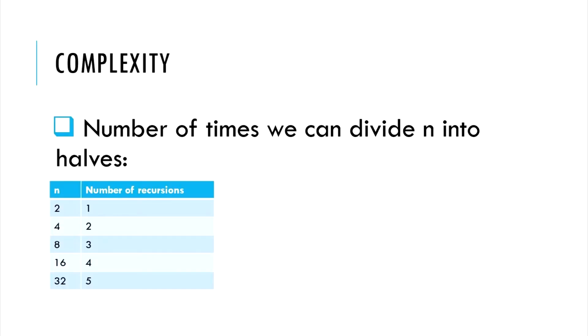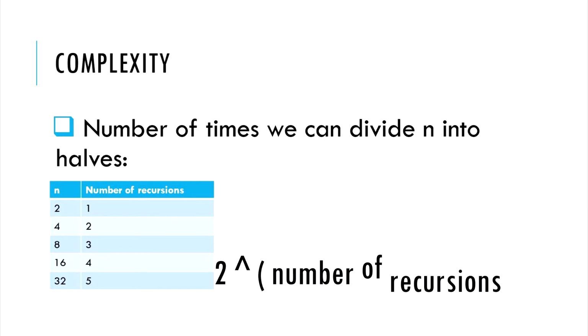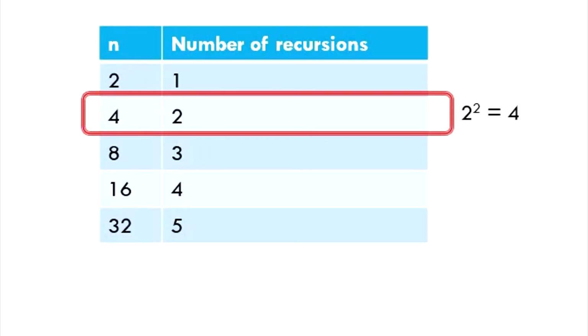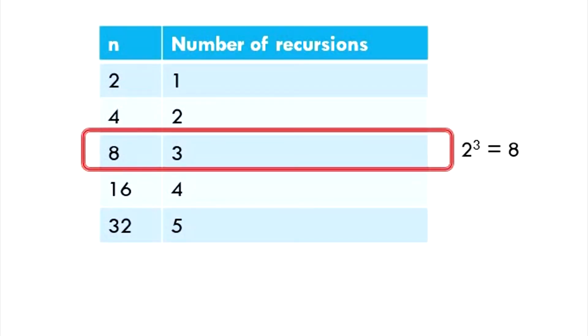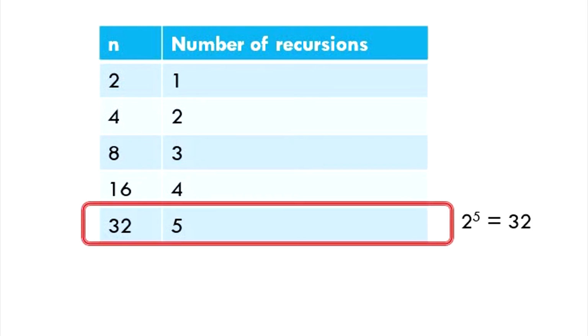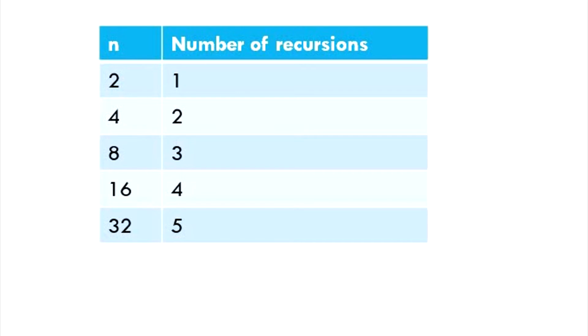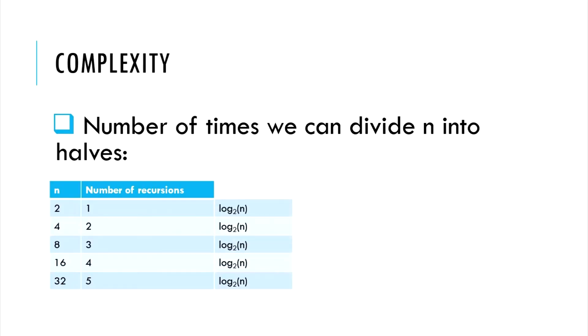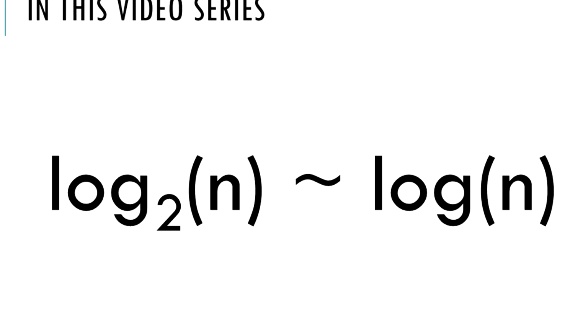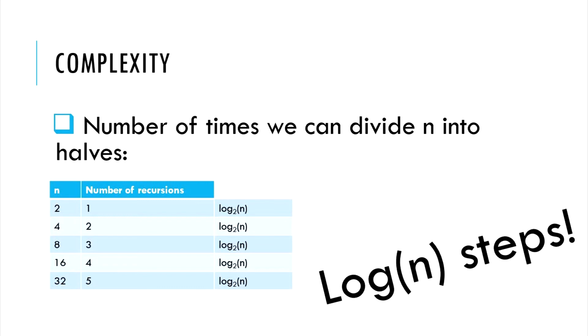So, if we look at the numbers carefully, 2 to the power of number of recursion is actually n. So in this case, 2 to the power 1 is actually 2. 2 to the power 2 is 4. 2 to the power 3 is 8. 2 to the power 4 is 16. And 2 to the power 5 is 32. Therefore, the number of recursions are all log base 2 of n. We will call log base 2 of n as log n in this series. Therefore, the number of recursions we do is log n.